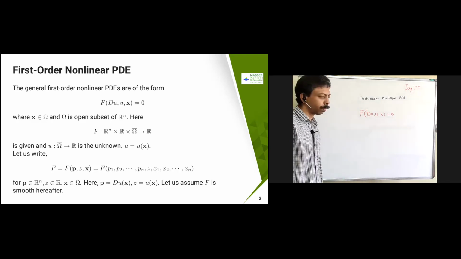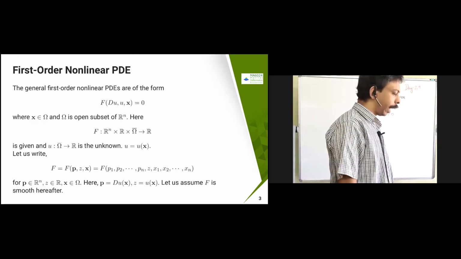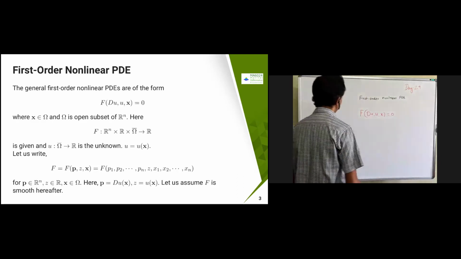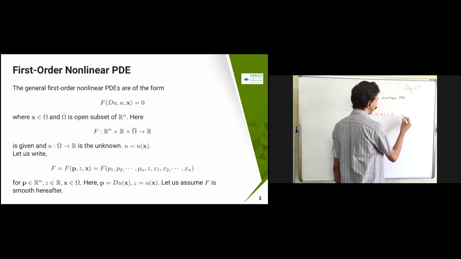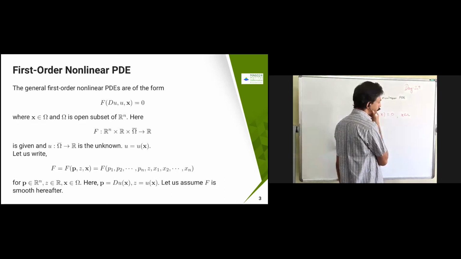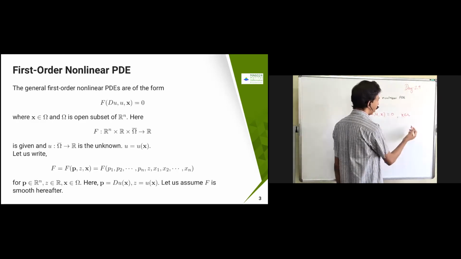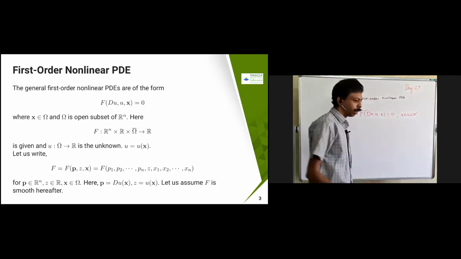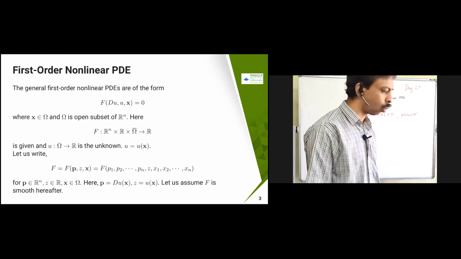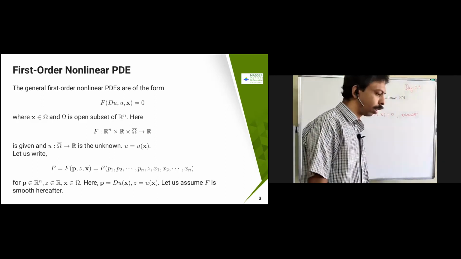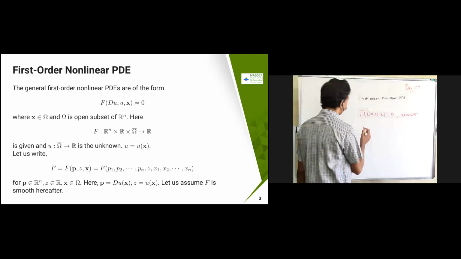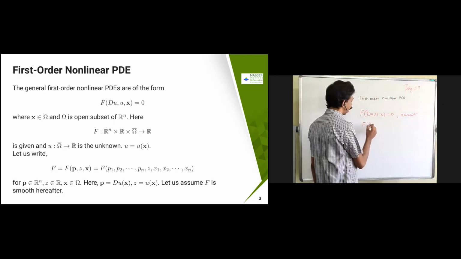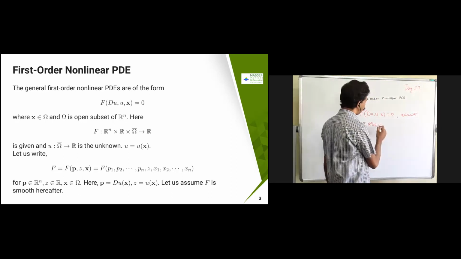Where x belongs to Omega, so I'm again sitting in the R^n domain. Once we come to Charpit's method, probably we'll stick to R^2. For now I'm sticking to R^n. Once I explain Charpit's method and Jacobi's method, probably we'll stick to R^2 or R^3. So F is a function from R^n cross R cross Omega bar to R.